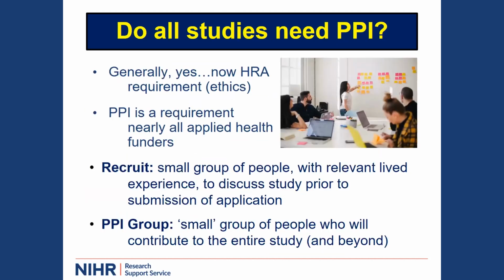Do all studies need PPI? Generally, yes. If you're submitting for ethics, there are 6 questions in the HRA application and the NRAS application, 3 of which ask about what you did before you submitted your proposal and 3 about what your PPI plan is.